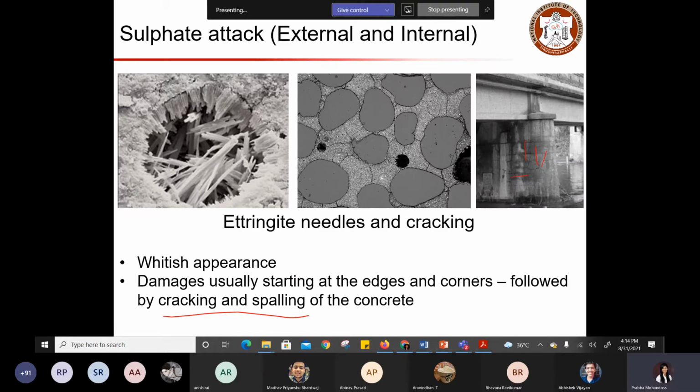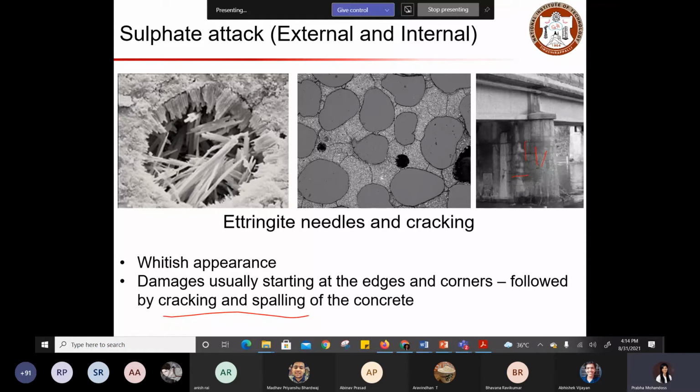So now, can you explain the sulfate attack, external and internal? This I also covered in the previous course, the concrete technology course. What is sulfate attack, and when do you expect external sulfate attack and internal sulfate attack? Just to have a quick recap.